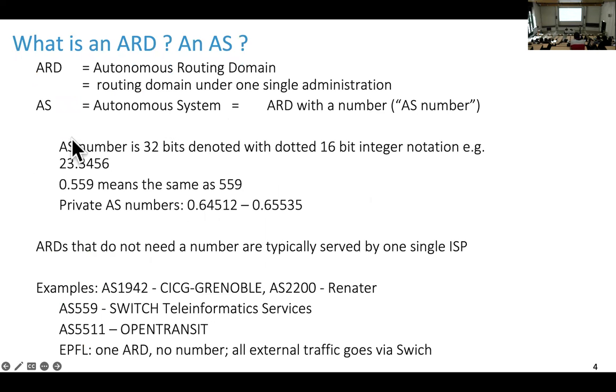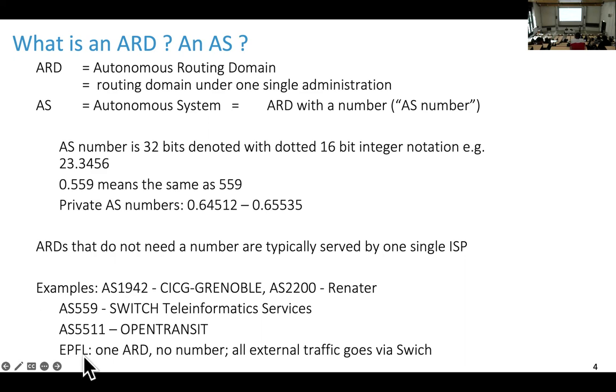A bit of terminology. I said domain. A domain is also called an autonomous system, or AS. An AS is identified by 32 bits. Again, we have the dotted decimal representation: 2 blocks of 16 bits, and we represent the decimal version. For example, this is the AS number of Switch. It is AS559. Switch is a provider that provides internet connectivity for Swiss universities. So EPFL is connected to the internet via Switch.